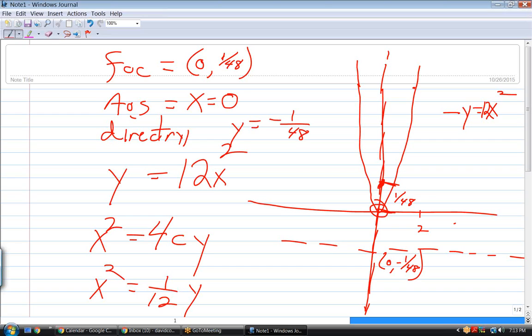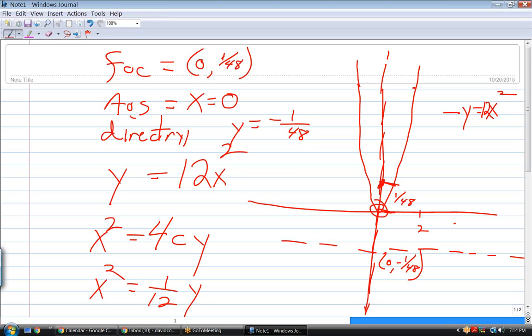The equation of the y-axis is x equals 0 because everywhere on the y-axis, x is equal to 0. It's just like everywhere on this line, no matter what x is, y is equal to negative 1/48.